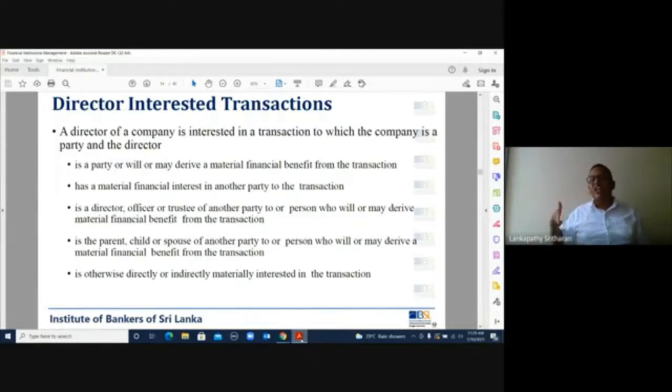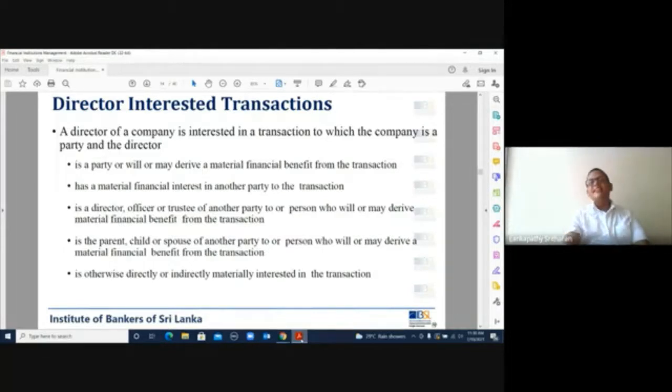The parent, child or spouse of another party or person who will or may derive a material financial benefit from the transaction. The director is otherwise directly or indirectly materially interested in the transaction. These are called director interested transactions.